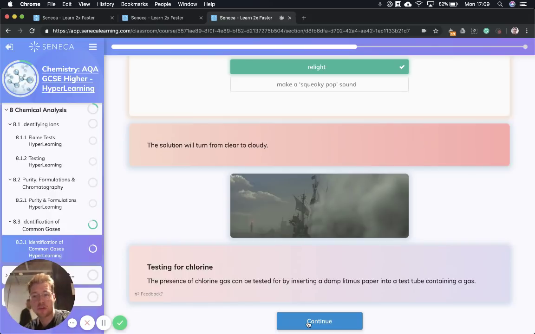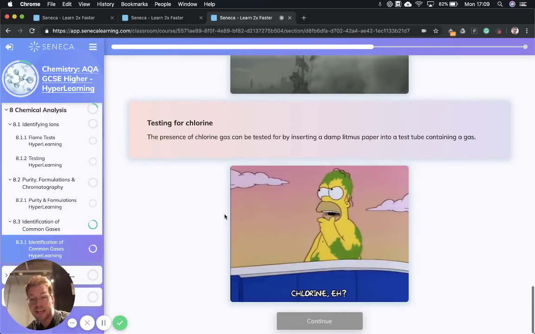Okay, how do we test for chlorine? Well, the presence of chlorine gas can be tested by inserting a damp litmus paper into a test tube containing a gas. Damp litmus paper sounds disgusting.